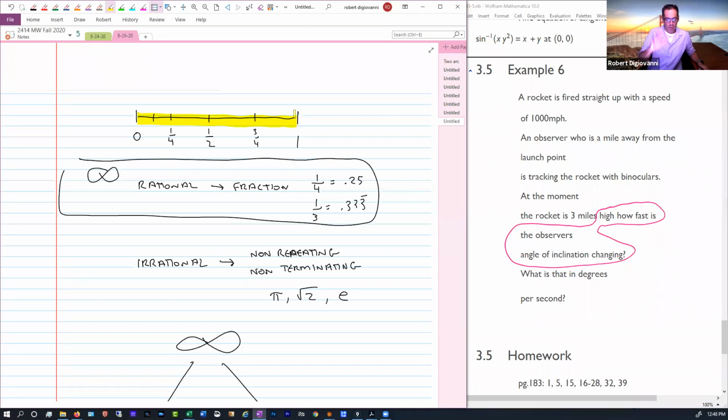So you're nodding your head, which makes me think that it makes sense. But I've got the best analogy, and this one works. The rational numbers, the fractions, are countable, and the irrational numbers are uncountable.